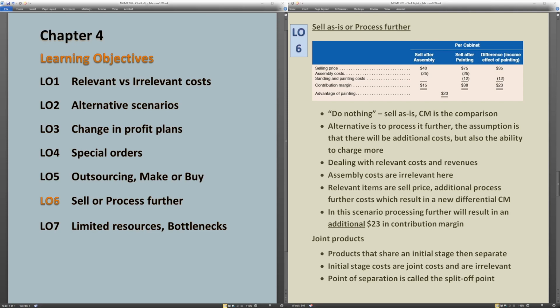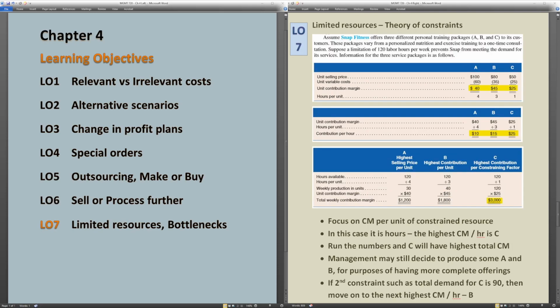The last special situation that we're looking at is limited resources. And this is actually a favorite of mine, the theory of constraints. This is useful in a lot of places. It's fairly straightforward and intuitive once you've heard the explanation, typically for the first time. After that, it seems very, very intuitive. So let's just look at this.